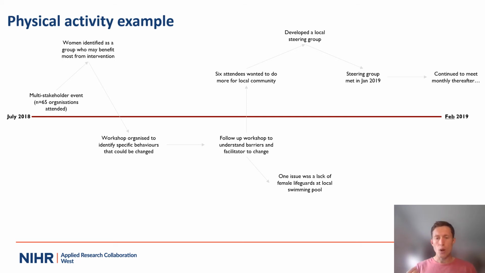But something else happened as a product of that second workshop that I talked about too, and this was that one of the barriers that was highlighted was that in the local leisure centre there was a lack of female lifeguards, which meant that Muslim women in particular didn't necessarily feel safe and comfortable going to the leisure facilities. And so members of the steering group met with the leisure provider to talk about this and to try and identify some possible solutions. And then the leisure provider went on to actually start offering some female-only sessions.